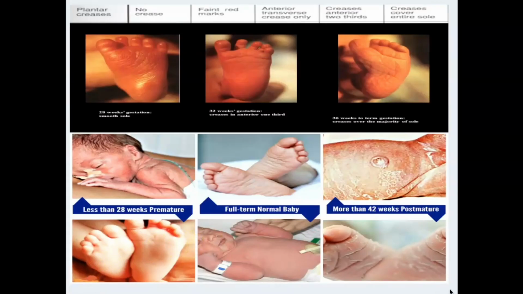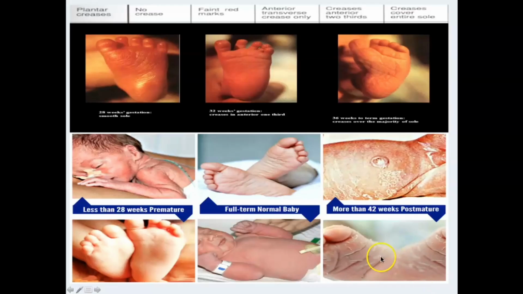So remember, lanugo is the fuzzy hair that occurs on a baby, and the vernix is like the white cottage cheese, creamy stuff that is born. It's more of a protective layer on the newborns. That lanugo and vernix will be washed away once the baby gets their first bath.